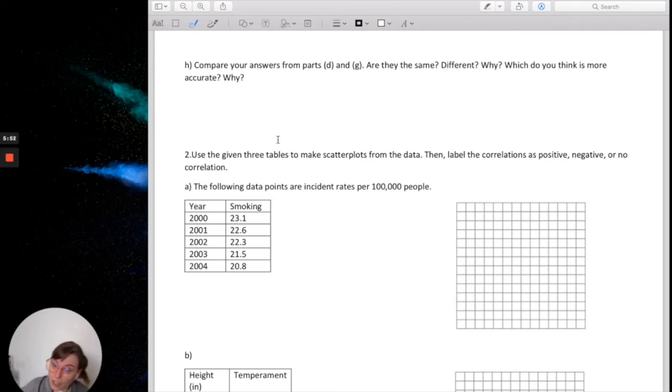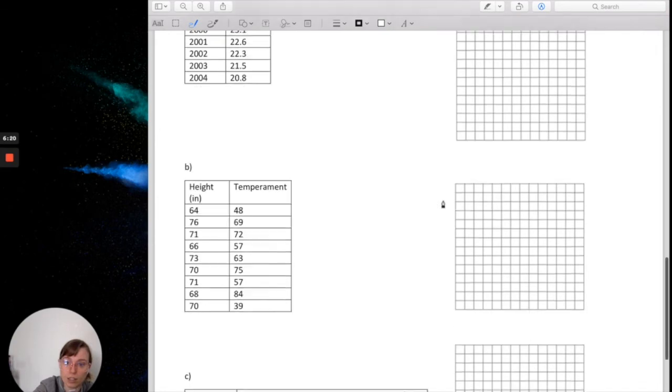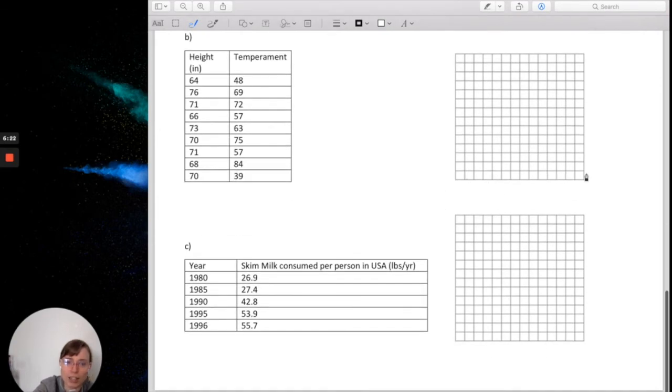Then number 2. We're going to go over correlations because we have a positive correlation of fat grams and calories: it's going up and looking like a positive slope, so it's called a positive correlation. If there's a negative slope, it's a negative correlation, and if it's just scattered all over and you have no pattern, it's called no correlation. So you have graphs on the right-hand side over here. Make sure your time, so year, is on your x-axis, smoking is your y-axis, temperament, or height versus temperament.